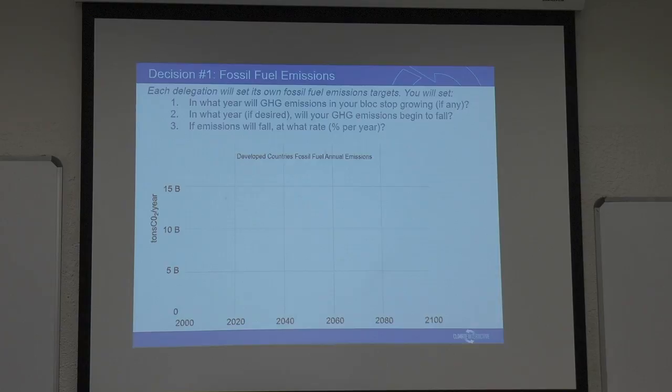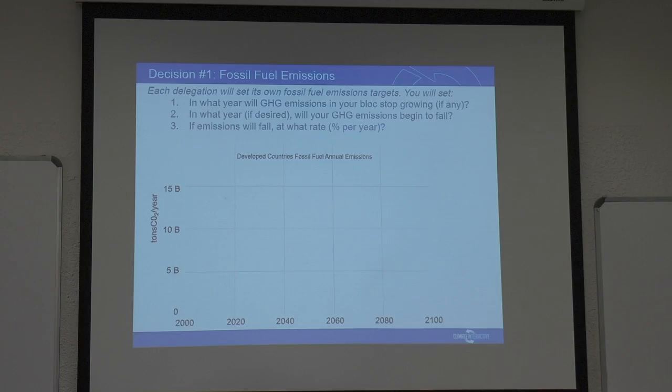So in your decisions as country groups, each delegation will set its own fossil fuel emissions targets. You will set firstly, in what year will emissions in your block stop growing, if any? And the second question will be, in what year, if desired, will your emissions begin to fall?